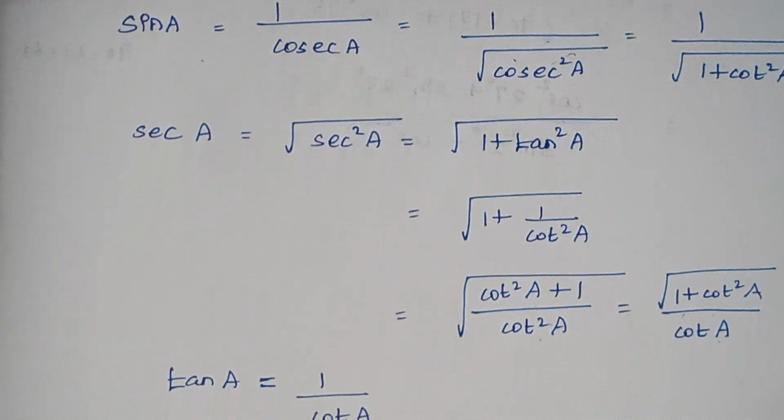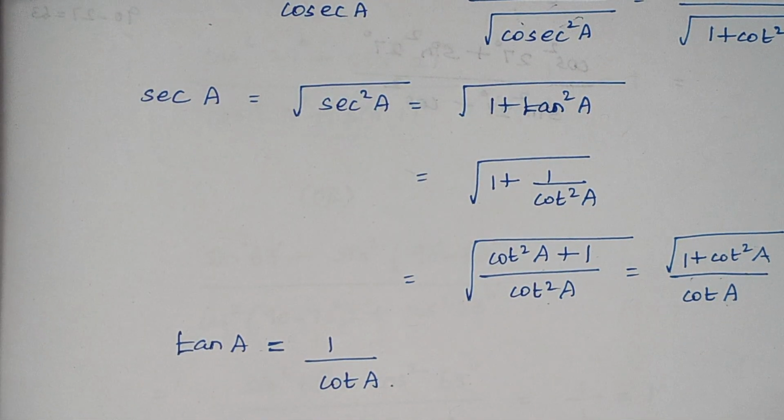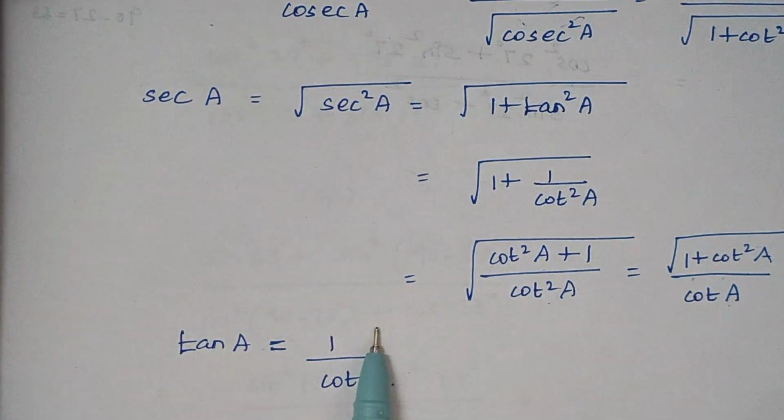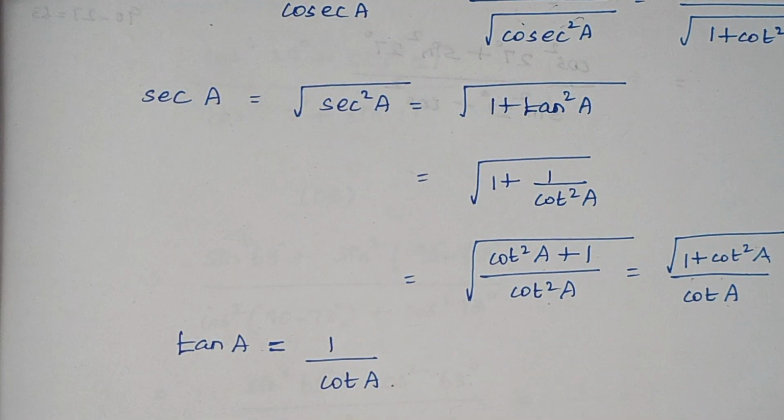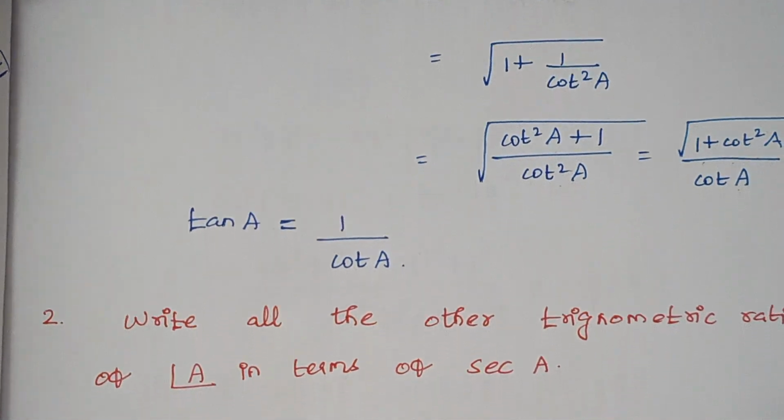And finally expressing tan A in terms of cot A. It is very easy, because tan A is nothing but 1 by cot A. So the first problem gets over here. We will move on to the next one.